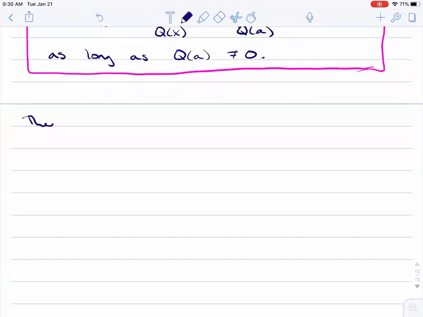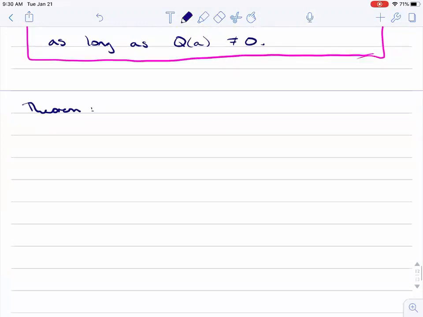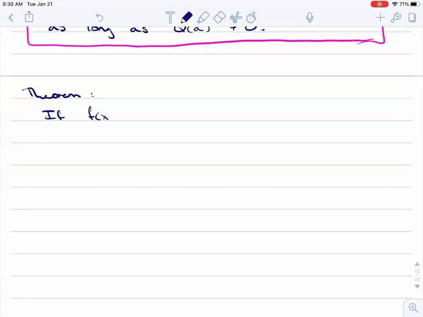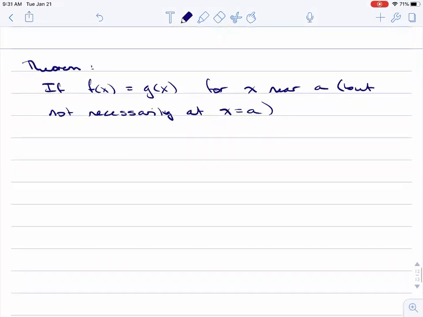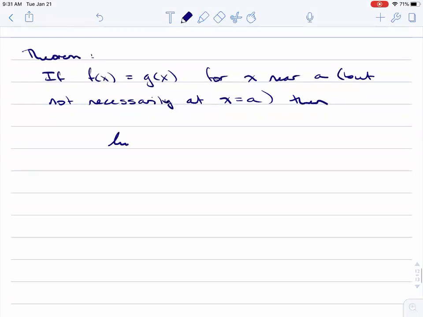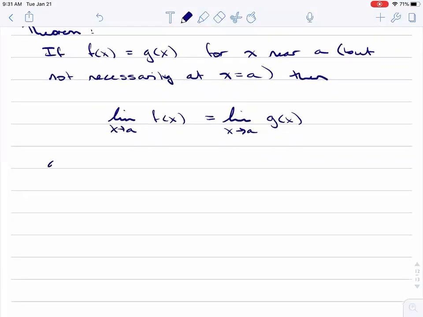And so here's a theorem. If f of x equals g of x for x near a, but not necessarily at x equals a, then the limit as x approaches a of f of x is going to be the limit as x approaches a of g of x, assuming the limit exists.